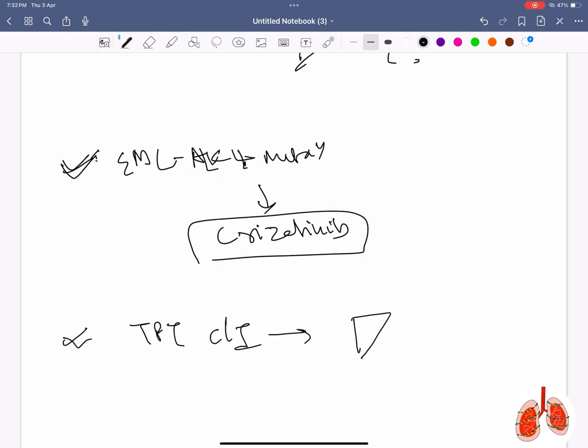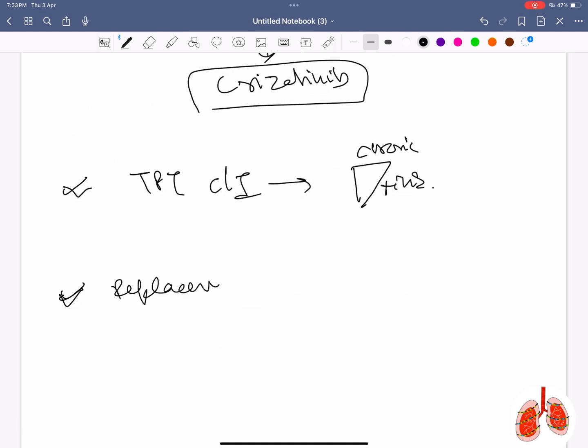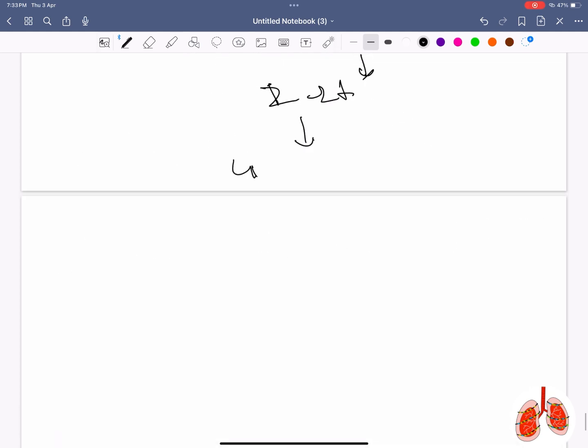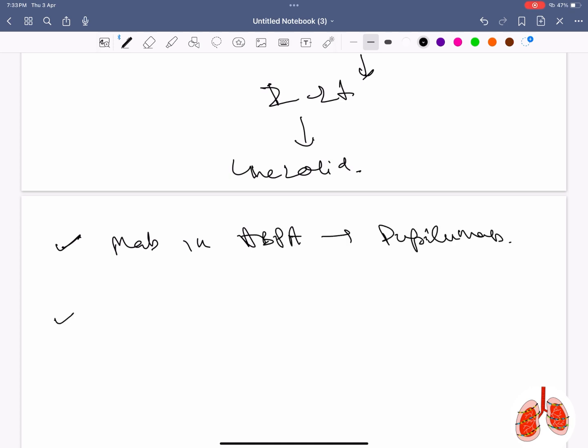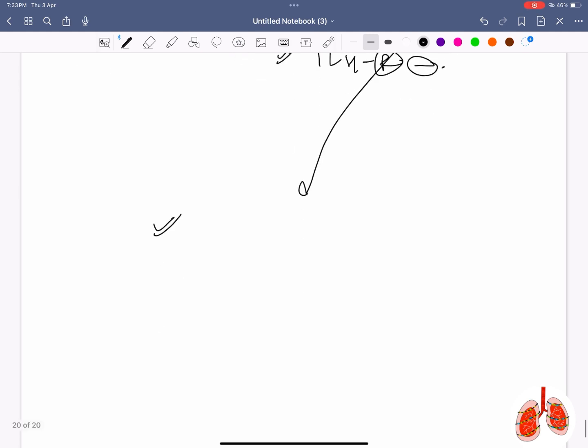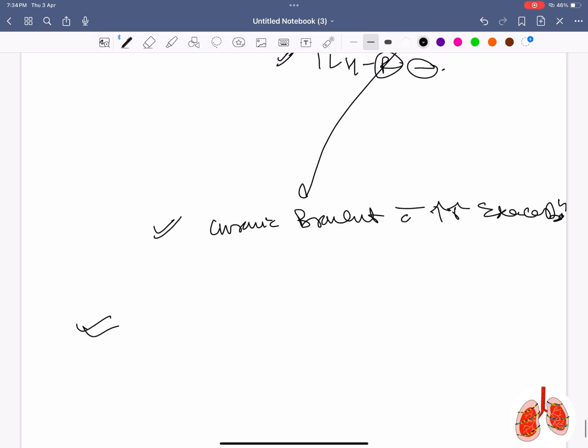Contraindication of TPT is chronic hepatitis. Replacement for H-resistant TB resistant to pyrazinamide: replace it with linezolid. Monoclonal antibody indicated in ABPA is dupilumab. Another question relating to dupilumab was alpha receptor blocker, which is dupilumab. Another question had dupilumab used in chronic bronchitis with increased exacerbations.